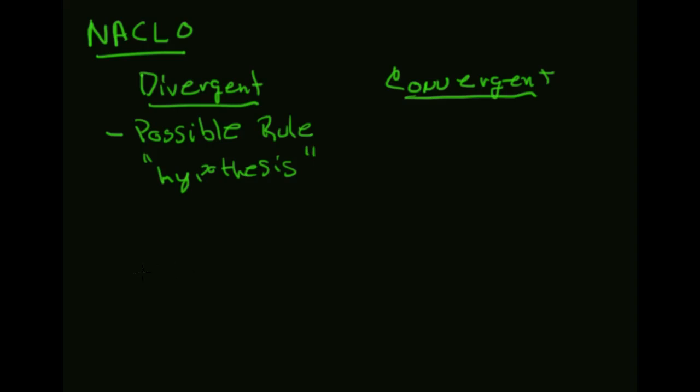So, perhaps there's a letter being added at the end of a word that makes it plural, or perhaps a part of a word means mother and another part of a word means father, and maybe if you double the father in the word, that means grandfather. So these are possible rules that you might apply to a situation.